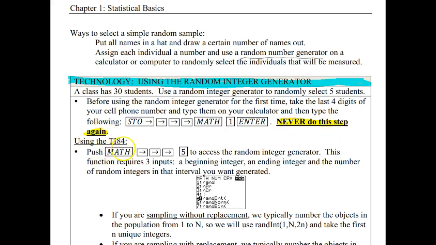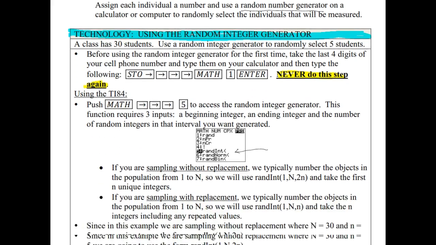Okay, so the TI-84 does have quite a few different random number generators built into it. If you push your math button and arrow over 3 times to get to the probability menu, and then choose button 5, random integer generator, this function will require 3 inputs: a beginning integer, an ending integer, and the number of random integers in that interval you want generated. The beginning and ending numbers would be if you were to assign everybody in the population a number, from 1 to cap N. But how many you want generated depends on the type of sampling that you're doing.